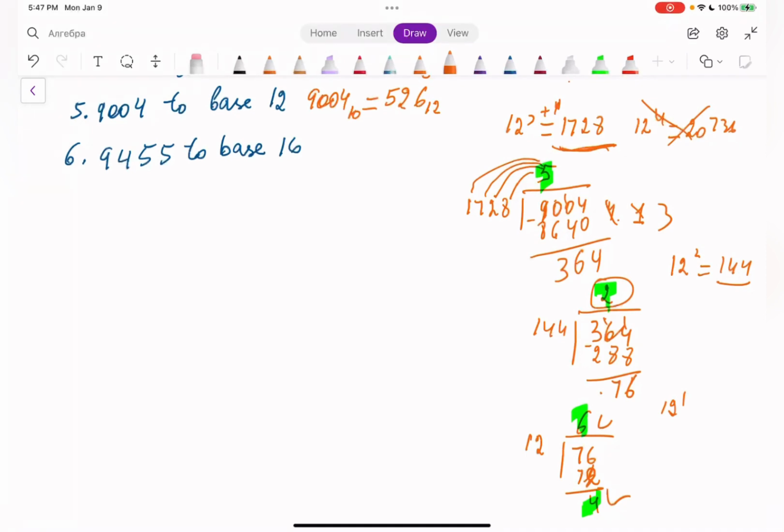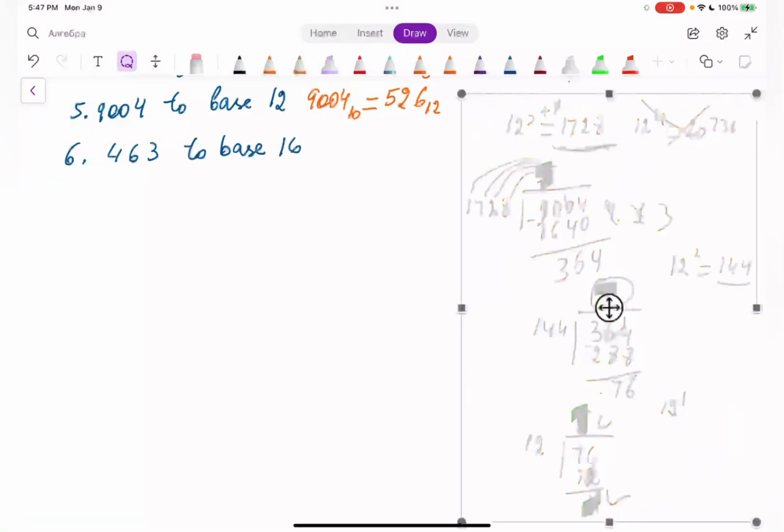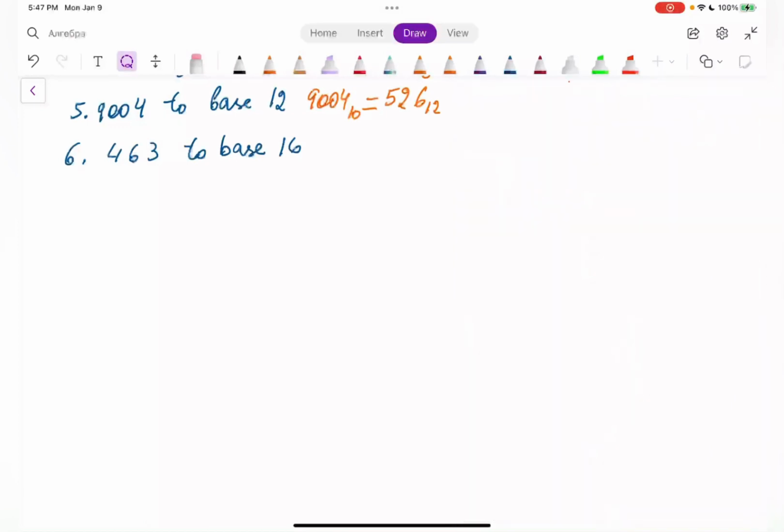And the last one, we're going to do 9,455 to convert to base 16. Well, let me take a smaller number. This is too big. We already did big enough. So we put 463, okay? 463 number to base 16. All right. Let me clear this. Okay, let's start.